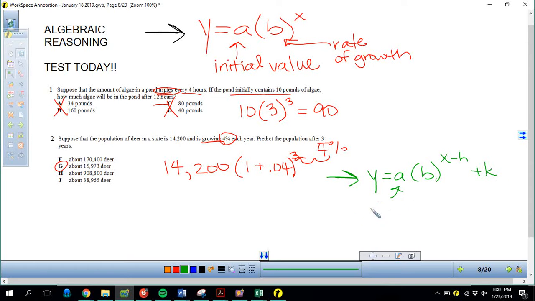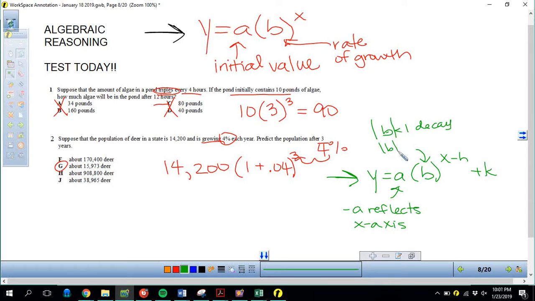Your a value, negative a, reflects it over the x-axis. Hopefully y'all got that. The different b values, absolute value of b less than 1 is going to be decay.